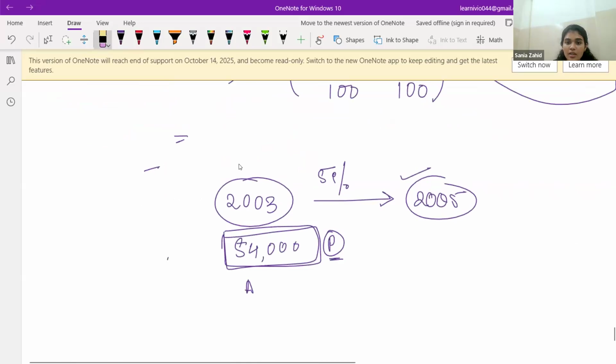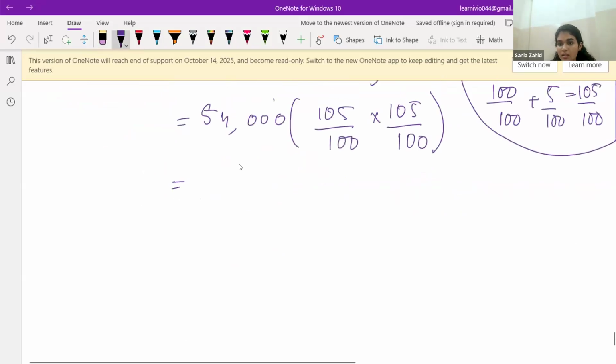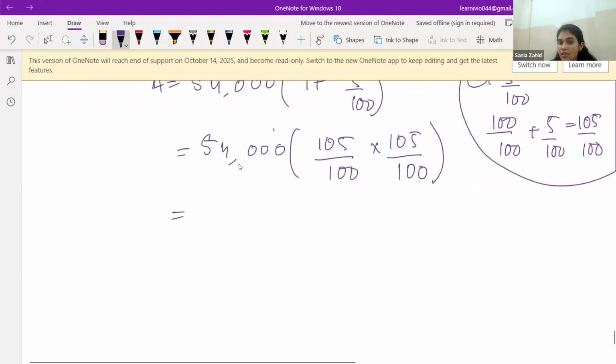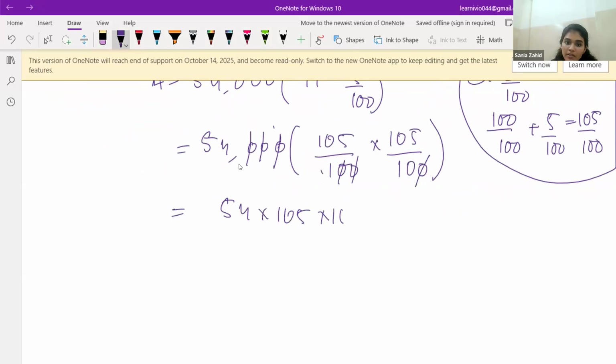Now you will just do the calculation. So this part is clear to everyone, right? When does it become the amount and when does it become the principal? Yes, ma'am. So now, children, this part is also clear. You can just cancel two zeros with two zeros, one zero with one zero, right? So what you have is 54 into 105 into 105 divided by 10.